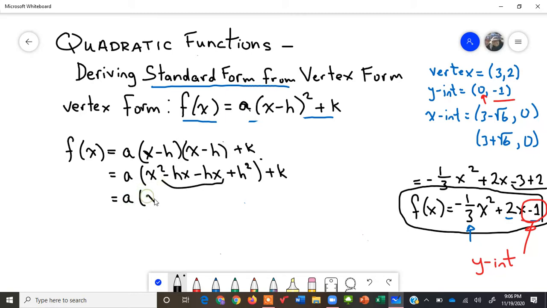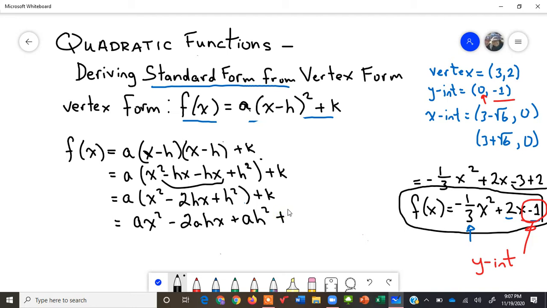Distribute the a. Oh, let's combine those like terms first. So remember, we end up with x squared minus 2hx plus h squared, plus k. Now we will distribute the a: ax squared minus 2ahx plus ah squared plus k.